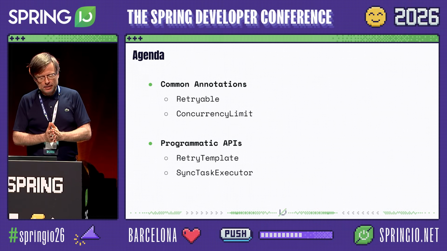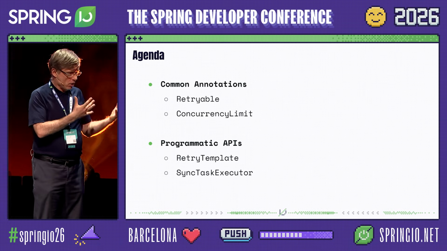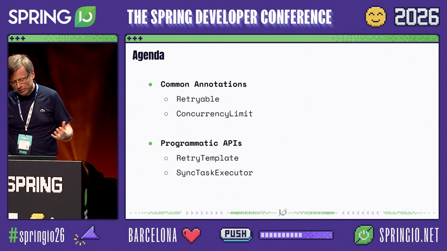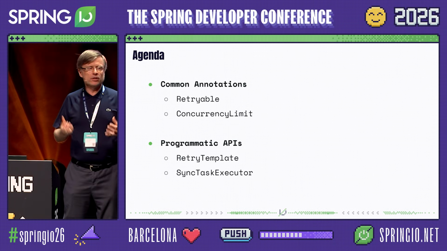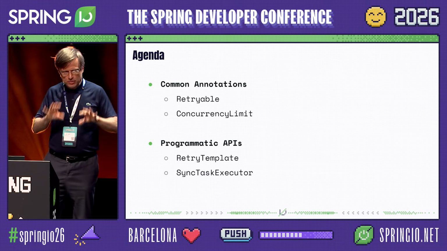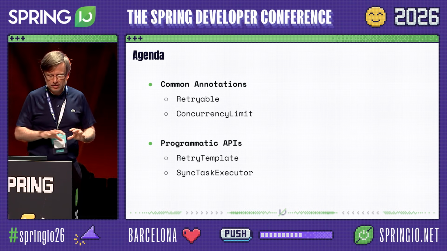Anyway, so as usual, this is part of the common annotation programming model. Just like you'll find @Transactional, @Cacheable, @Async, you'll now find features such as @Retryable and @ConcurrencyLimit. They operate at the very same level. They are part of the core programming model, hence core resilience features.